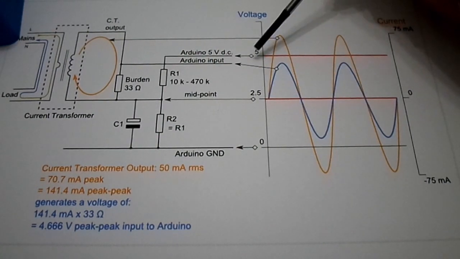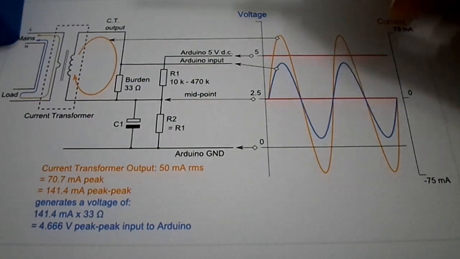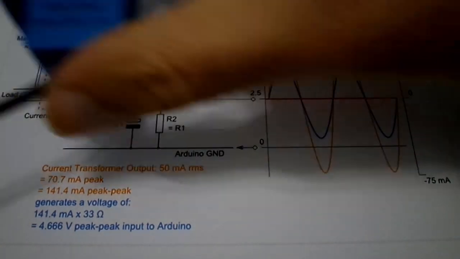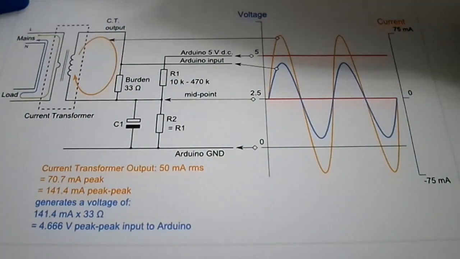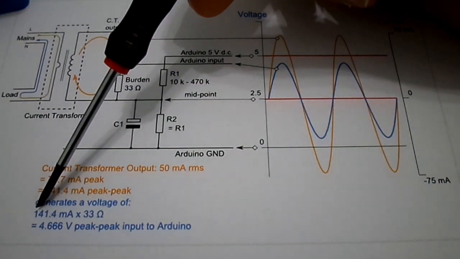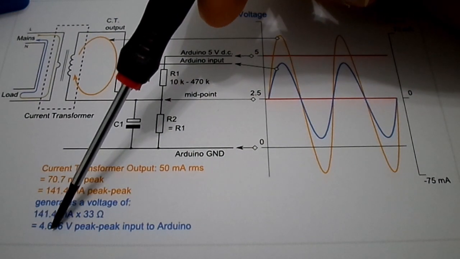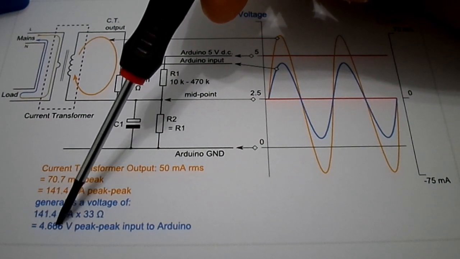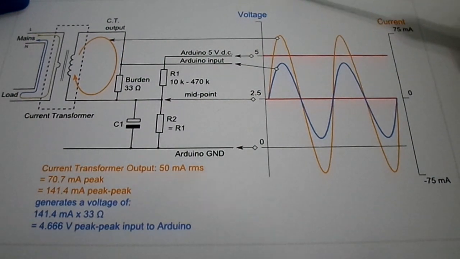To get the right input for the Arduino, we need its logic level, 5 volts, from 0 to 5 volts. So we need this burden resistance, because this CT is outputting current and we need to transform it to voltage. We calculate like this: 141 milliampere peak to peak multiplied by 33 ohm. We get a maximum of 4.666 volt peak to peak and put it to the Arduino to let the Arduino calculate our current.